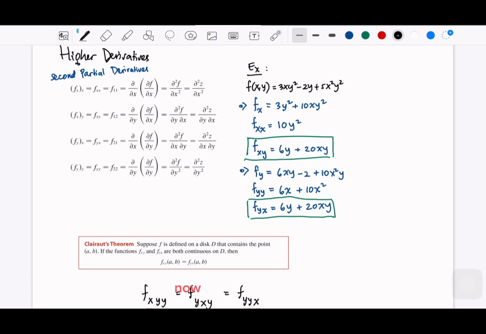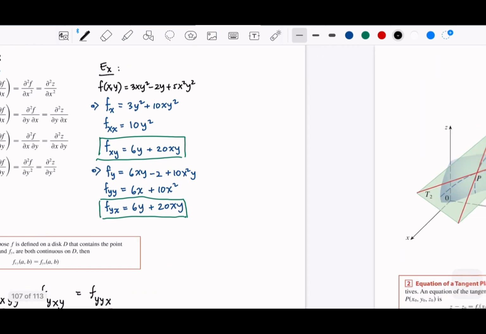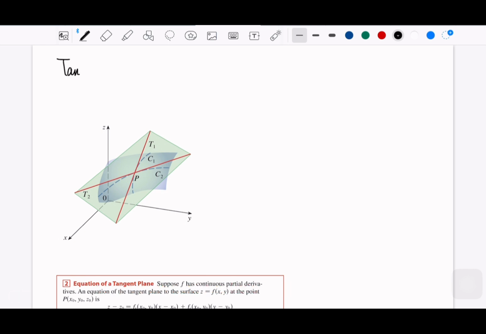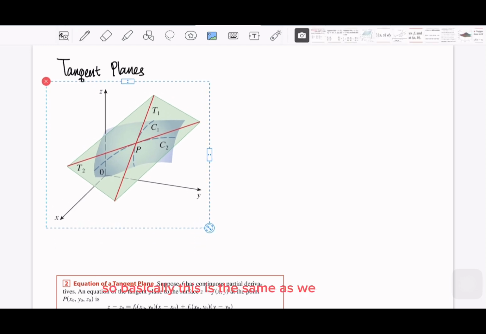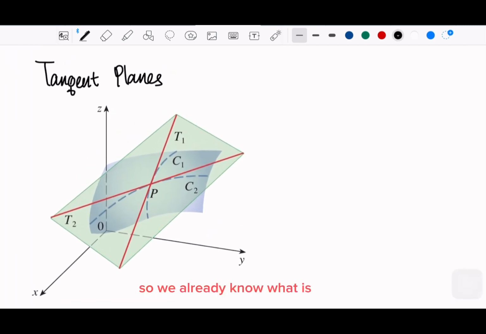Okay, now that is mostly the main course, the partial derivative. The next part will be the visuals, the tangent planes, and how we approximate the surface with linear approximations. So next one here is the tangent plane. Basically, this is the same as we did before. We already know what T1, T2, C1, C2 are. They are basically giving you the partials, the partial x, partial y. And they are making a plane.